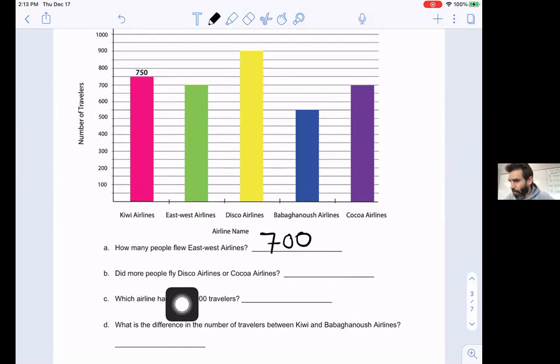Okay. Did more people fly Disco Airlines or Coco Airlines? So Disco Airlines, 900 people flew Disco Airlines, and I can already see the bar is higher, but for completeness sake, Coco Airlines only 700, right? So maybe I can even write 900 up here, 700 down here, and I can see that more people flew Disco Airlines.